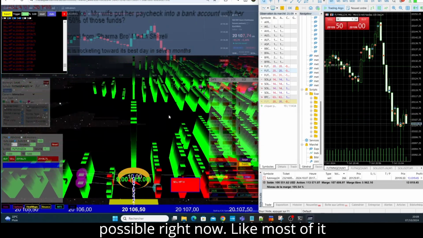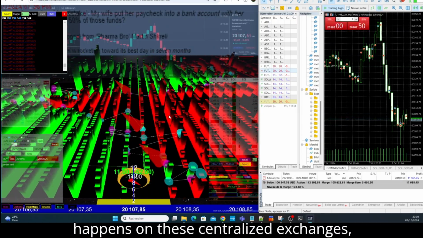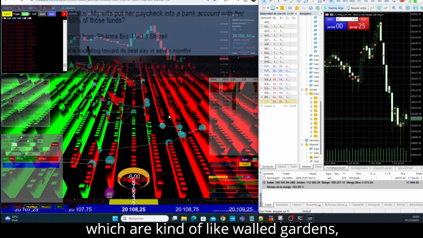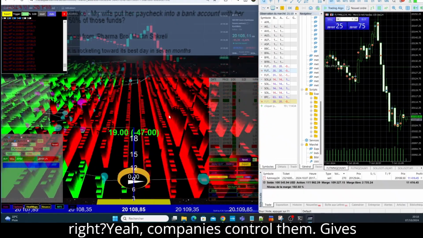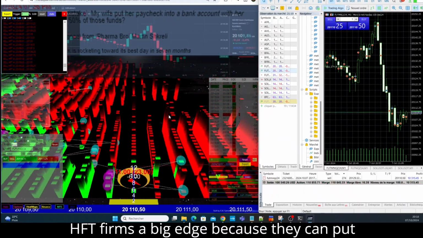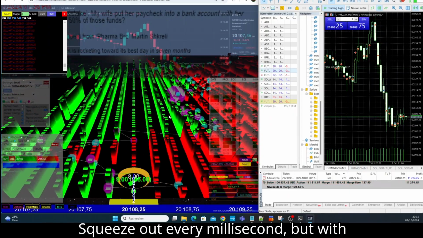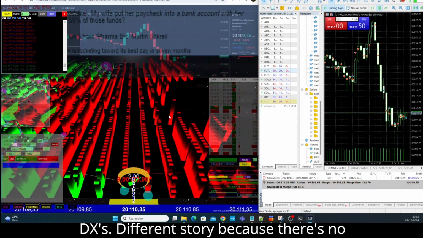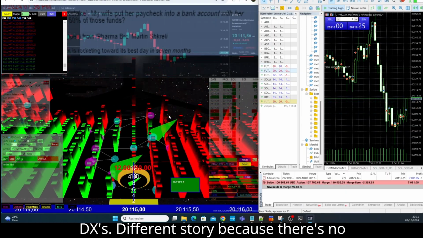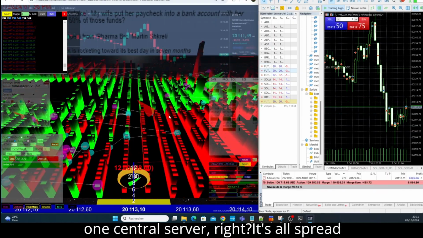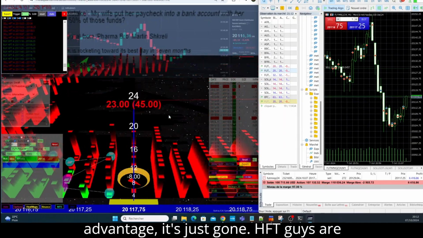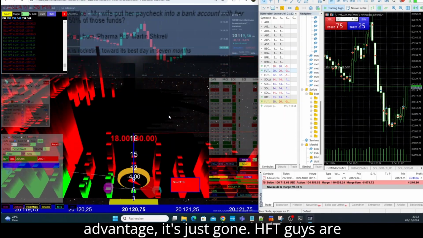Yeah, it's definitely possible. Right now, most of it happens on these centralized exchanges, which are kind of like walled gardens, right? Yeah. Companies control them. Gives HFT firms a big edge because they can put their servers right there. Oh, I see. Squeeze out every millisecond. But with DEXs, different story. Because there's no one central server. Right. It's all spread out over the network. So that speed advantage, it's just gone. HFT guys are out of luck.